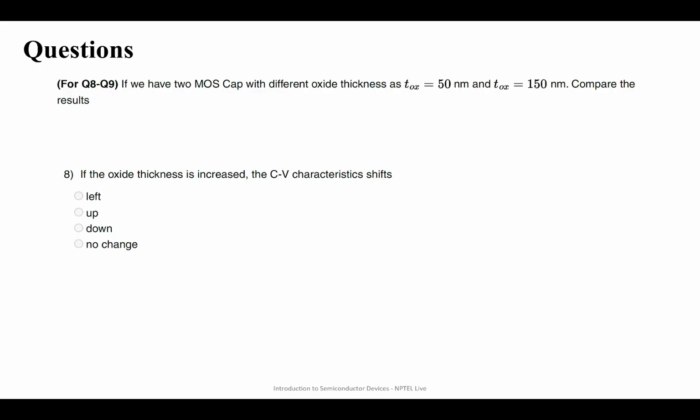For questions 8 and 9, we have two MOS capacitors with different oxide thickness, Tox equal to 50 nanometers and Tox equal to 150 nanometers. Compare the results. Question 8: if the oxide thickness is increased, the CV characteristic shifts left, up, down, or no change.